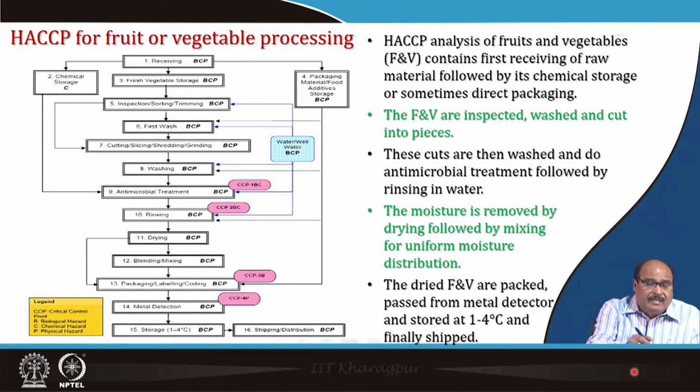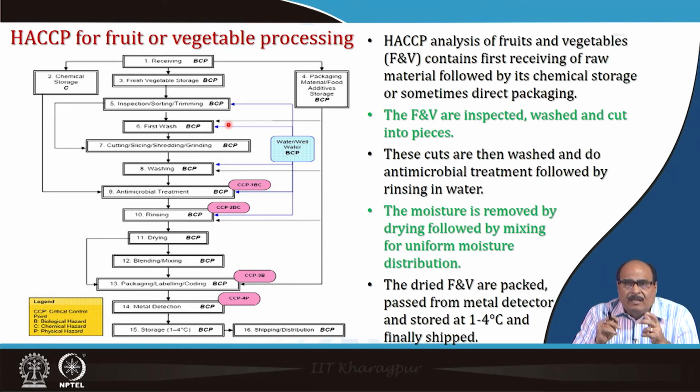So, here is the HACCP process for vegetable processing, that is, in the value chain starting from receiving until storage and shipping. Here it is indicated where the biological hazards, chemical hazards, or physical hazards are important, and in the whole value chain, particularly where the CCP, the critical control point, is, where one should take care, that is also shown.